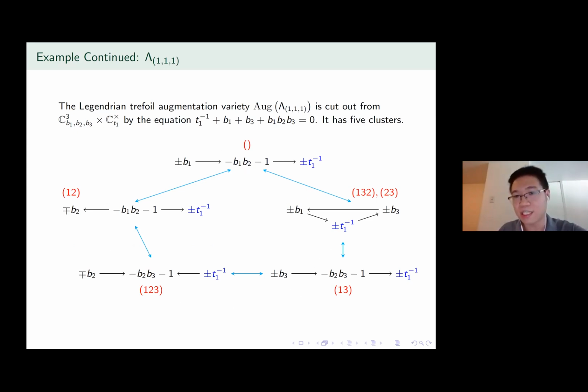Well, this cluster actually corresponds to these 2 permutations. So both of these permutations give you the same cluster, give you the same filling. Right? So you have these 5, and it is indeed the A2 cluster variety with 1 frozen variable.